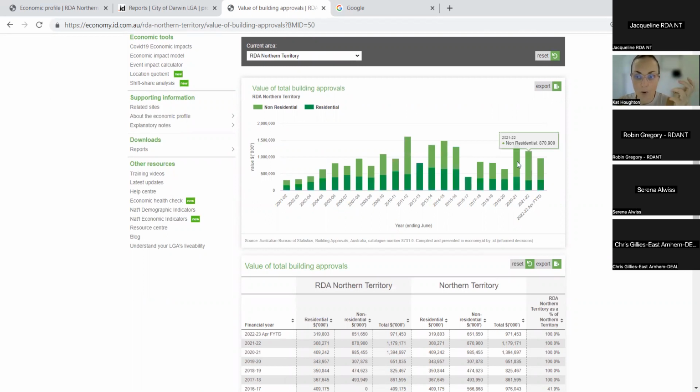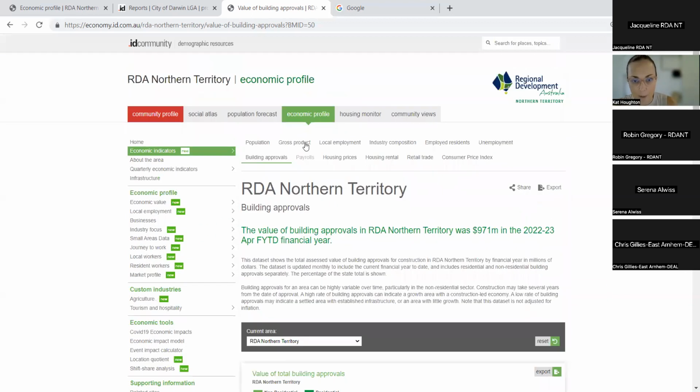So it's really important that we have this nice level of light green in our community, because hopefully what we're doing is we're creating infrastructure to support jobs into the future. And then the dark green is our residential building approvals, which is also really important at the moment, given our housing shortages in the communities and rental shortages, things like that. Okay, so that's our three sort of headline figures that we want to look at. We want to look at gross product, local employment, and building approvals.